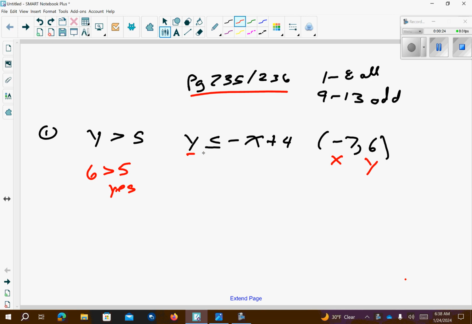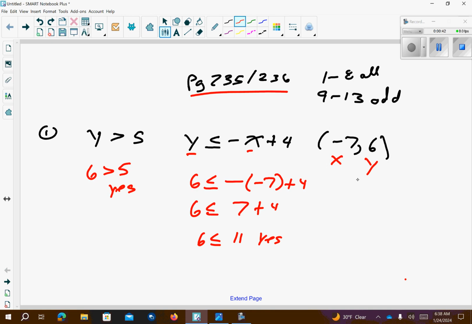Then I'm going to plug my x and y into here, so I'm going to get 6 is less than or equal to. Don't forget the negative sign that's already there. But then we also have a negative that we're plugging in. So 6 is less than or equal to negative negative 7 plus 4. 6 is less than or equal to 11, and that's also yes. So this is a solution, one of the solutions, one of many.